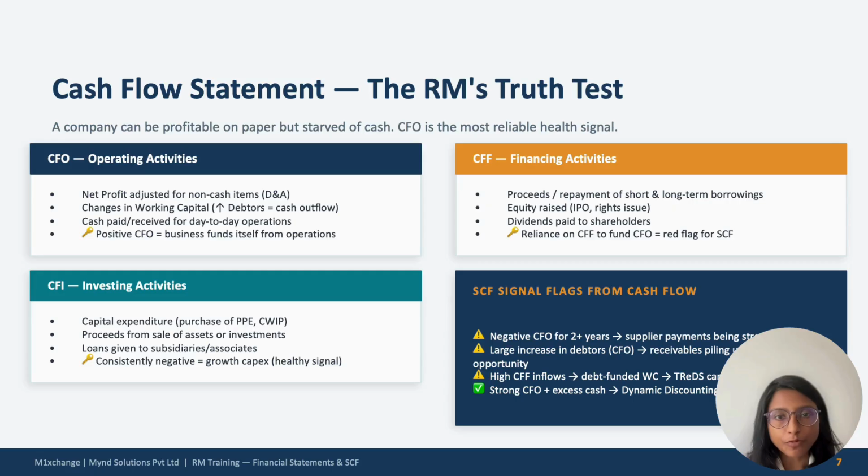And then there is signal 4, which is strong cash flow from operations with excess cash, and low short-term debt. Then what do you pitch to the client? You pitch dynamic discounting, because the client has enough cash sitting on its balance sheet, right? And it can deploy its cash to pay the suppliers at a discount and earn that arbitrage, right?